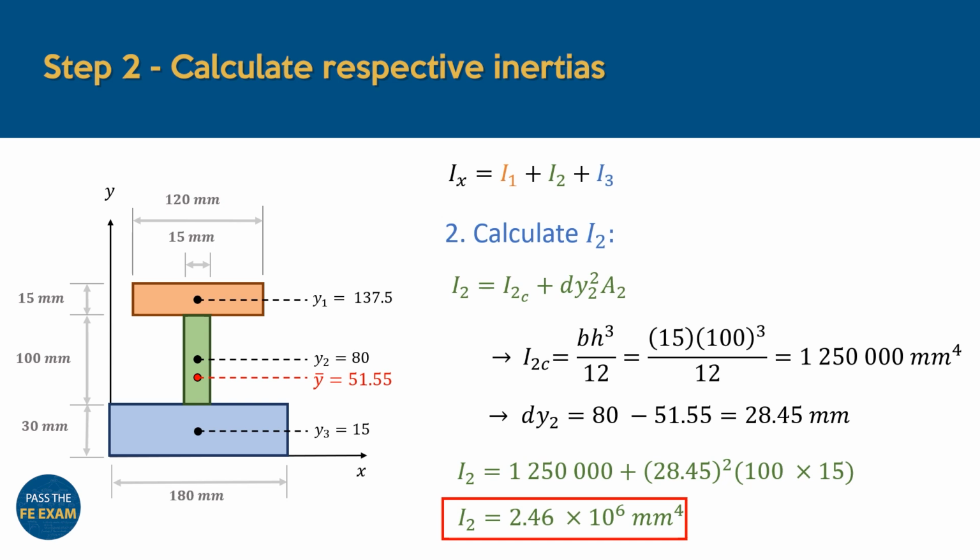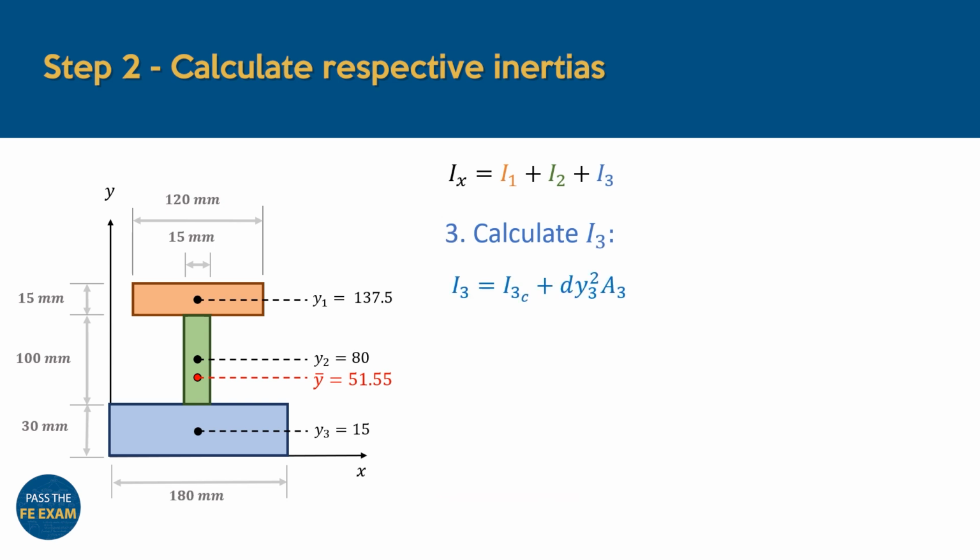When we then substitute these values back into the parallel axis theorem, we find that this section has an inertia of 2.46 times 10 to the power 6 millimeters to the power 4 about the I-beam's centroidal axis. And last but not least, we find the inertia of the blue rectangle.